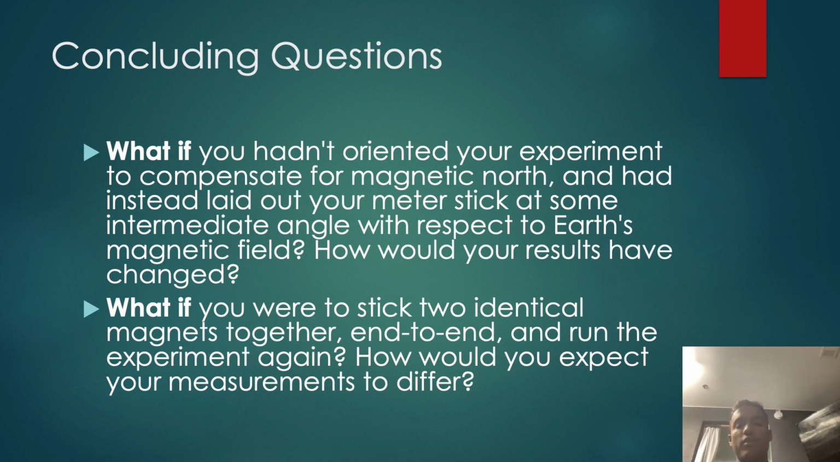In addition, if I were to redo the experiment and use 2 identical magnets stuck together end to end, my measurements would differ because the magnetic field would be greater and the distance dependence would be smaller. This concludes my Lab 3.